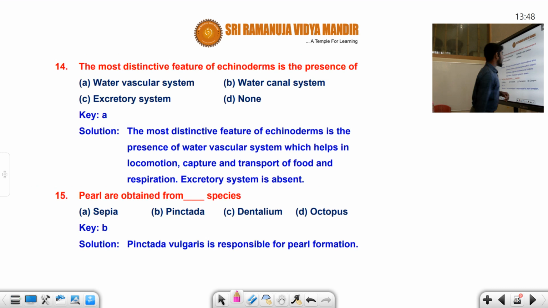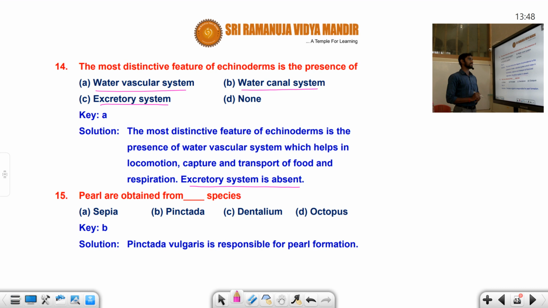The most distinct feature of the echinoderms is the presence of, okay, our answer is the water vascular system. It is also called the umbilical system. The water canal system we can observe in the Porifera, not in the Echinodermata. The excretory system is generally absent in Echinodermata, so it is not a distinct feature. So B and C are not considered distinct features. Why? Because B, the water canal system, is present in Porifera, whereas the excretory system is completely absent in Echinodermata. So the most distinct feature of Echinodermata is the water vascular system, also known as the water umbilical system.